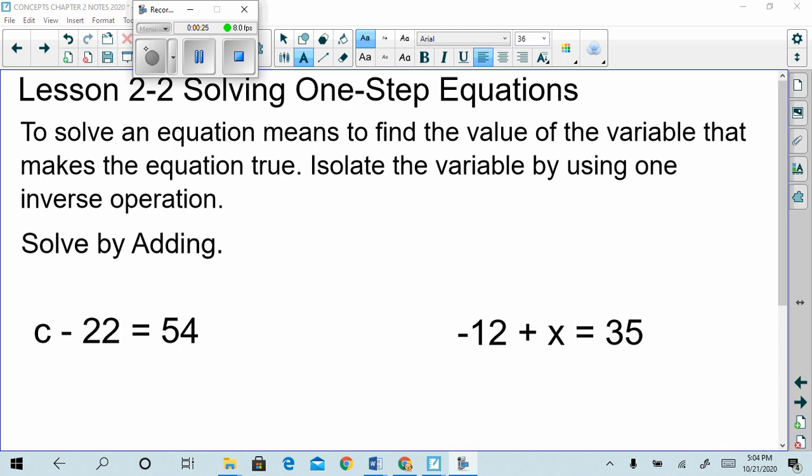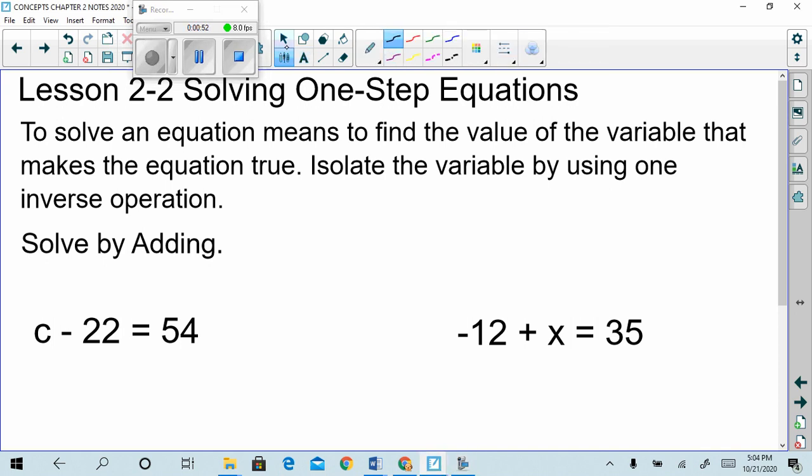To solve an equation means that we're going to find the value of the variable that makes that equation true. So we're going to isolate the variable using one inverse operation. We're going to look at equations and identify what operation is being performed and then do the opposite, or inverse. So we're going to look at some subtraction equations here where we will be adding to isolate the variable.